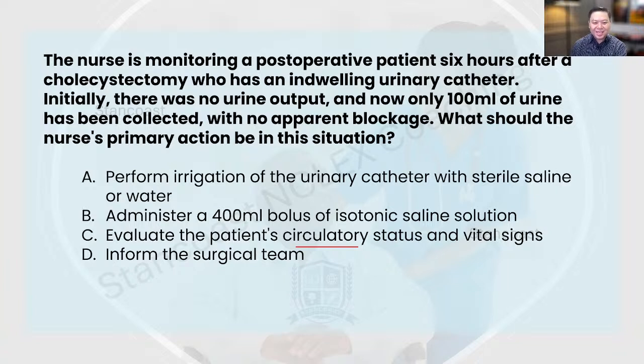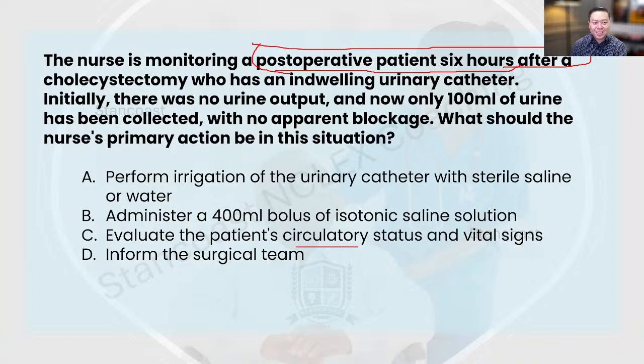All right. Again, going back to the scenario, you're monitoring a post-op client 6 hours after a cholecystectomy, removal of the gallbladder. So they just came back 6 hours ago. You're the nurse assigned, and when you are looking into their catheter drainage, there was no output. Well, 6 hours, no output? That's concerning. Your patient should be putting out urine even during the first 2 hours. So 6 hours is way too long to make this observation.